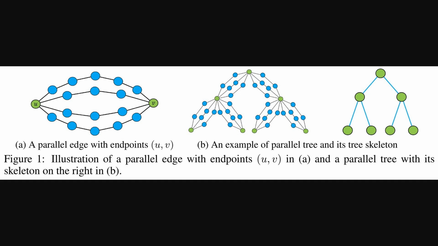Okay, so to illustrate a key concept, let's look at this figure. On the left, we see what's called a parallel edge, basically multiple paths between nodes U and V. Then on the right, you see a parallel tree built using these parallel edges, alongside its underlying simple tree structure. These parallel trees are crucial. They're exactly the kind of structures that spectral invariant GNNs can count homomorphisms for, which defines their expressive power.